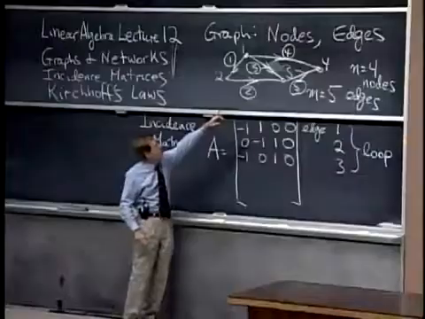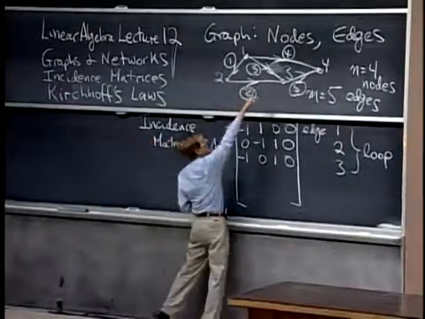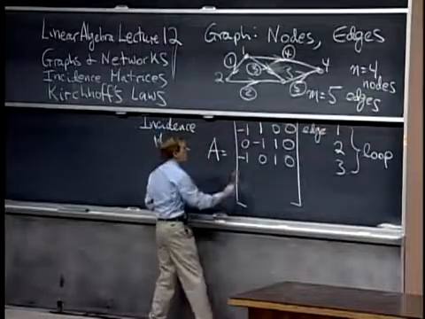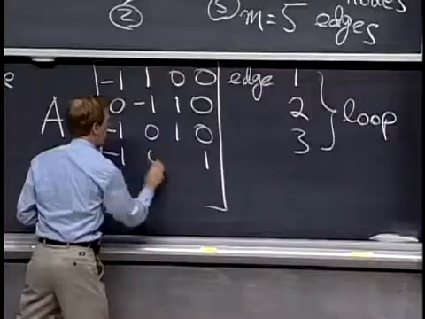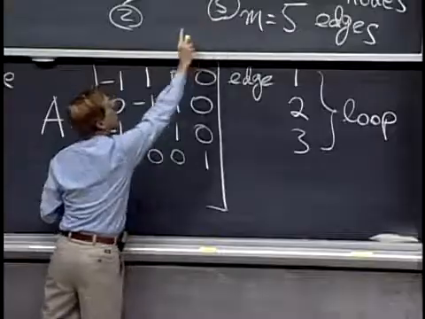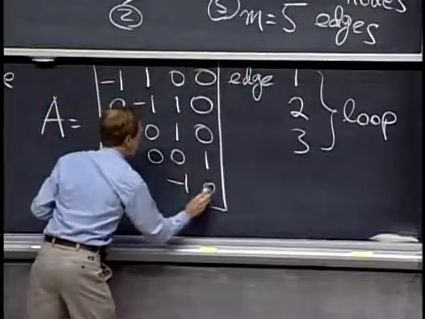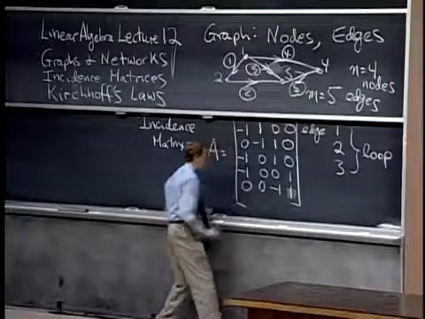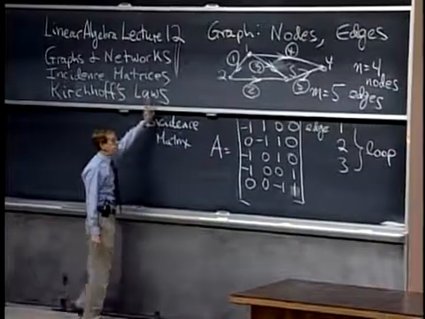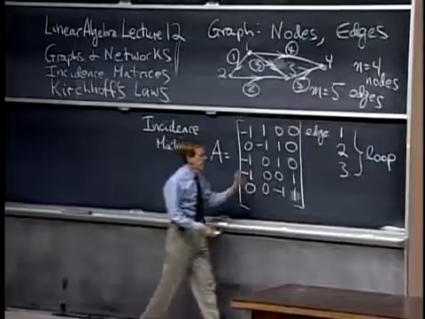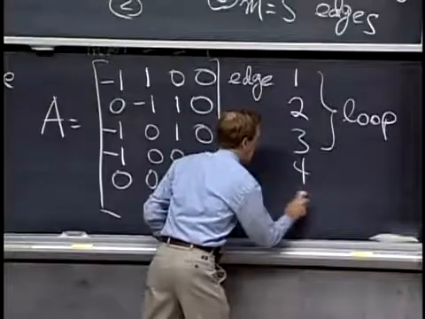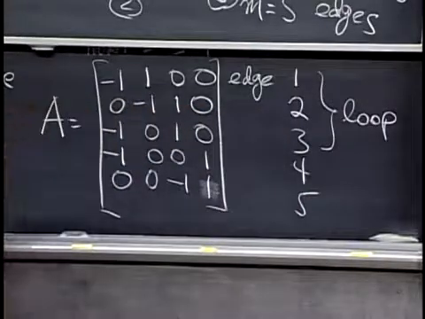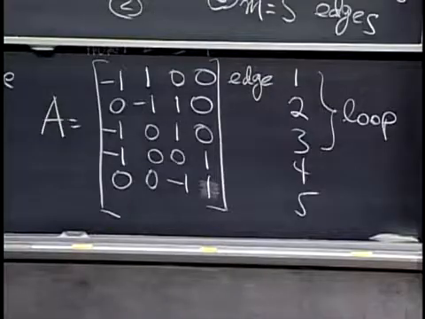Okay, let me complete the incidence matrix. Edge 4 is going from node 1 to node 4. And the 5th edge is going from node 3 to node 4. Okay, there's my matrix. It came from the 5 edges and the 4 nodes. And if I had a big graph, I'd have a big matrix.